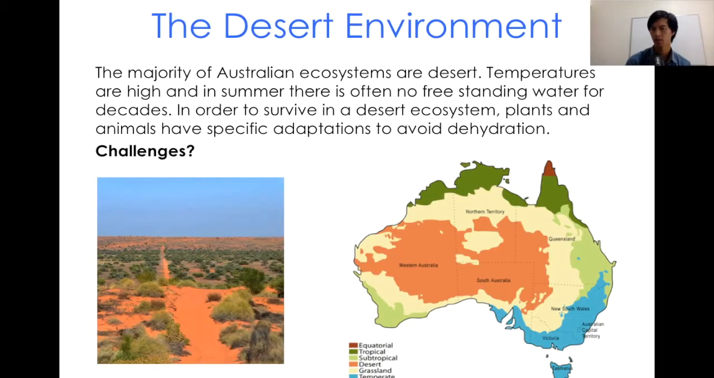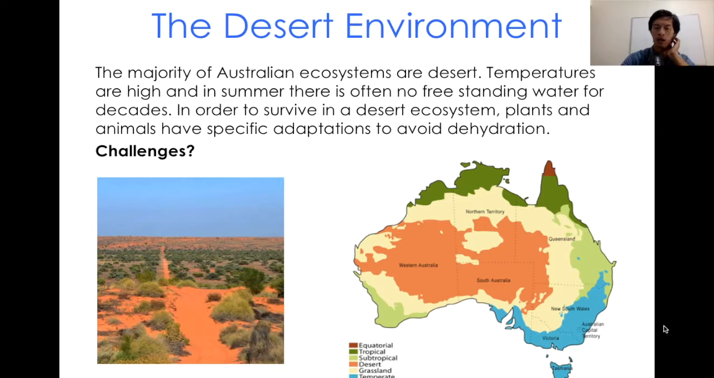Okay, the desert environment. So, when we talk about adaptations to heat, we need to look at the environment that the organism lives in. In this particular chapter, we're going to look specifically at adaptations for organisms in Australia. However, the general features can be generalized to other deserts and other areas of heat as well. The majority of Australian ecosystems are actually desert.